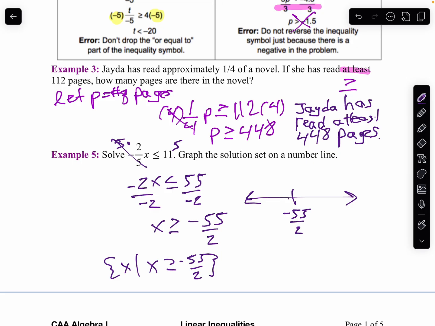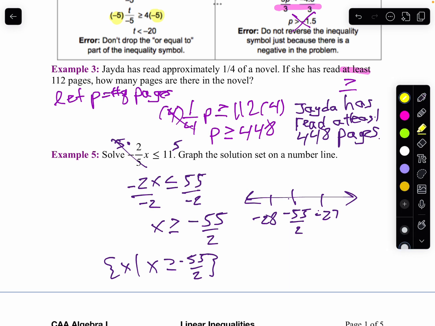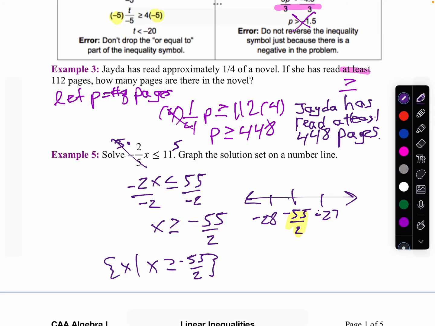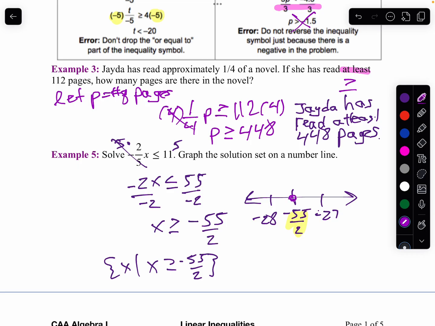Now when you graph it on the number line, you need to have negative 55 over 2. If I go to the right, that would be negative 54 over 2, which would be negative 27, wouldn't it? If I go to the left, I'd be at negative 56 over 2, which would be negative 28. But really, all I need to have is negative 55 over 2. The other numbers are nice. And since it's a line, I'm going to put a closed circle on negative 55 over 2. And I'm going to shade that to the right because it's greater than.